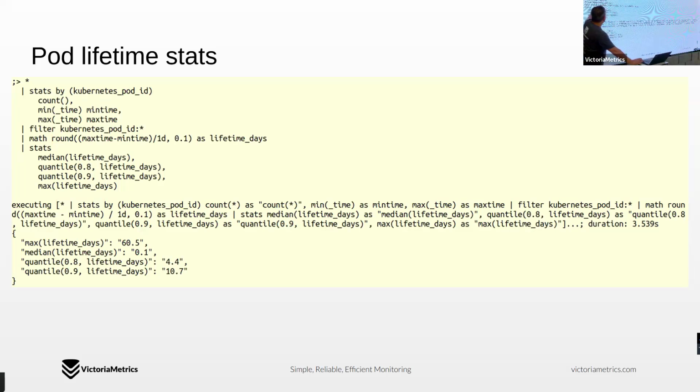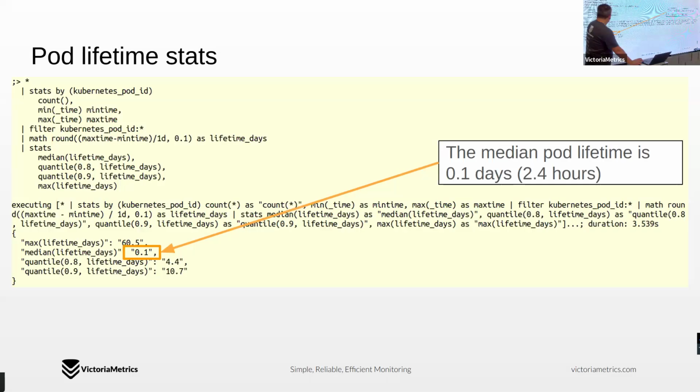So we calculate the median lifetime of pods, 80% of lifetime of pods, 90% of lifetime of pods, and the maximum lifetime. Maximum lifetime we already know, it's 60 days. And what about other things? You can see that the median lifetime of pods is 2.4 hours. It's just regular Kubernetes where every pod restarts very frequently.